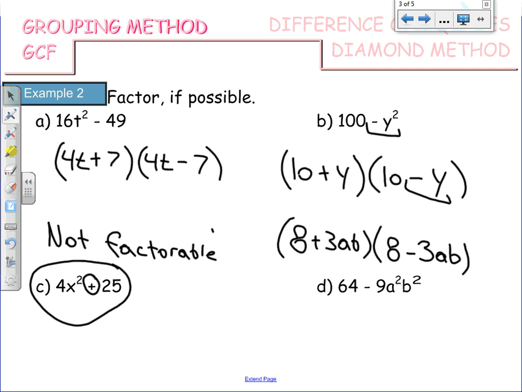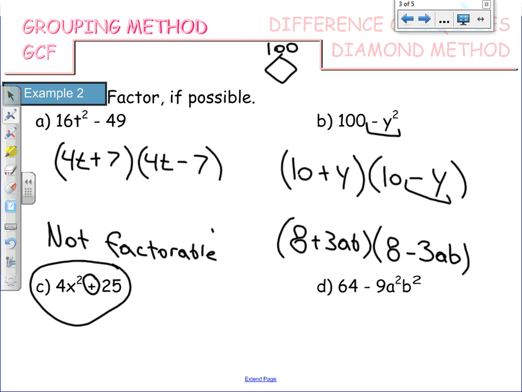Taylor? Same question? Michael? It's not factorable because of that plus sign. So what you need to do here, Michael, if you set up your diamond, what goes on the top of the diamond? 4 times 25, A times C. So 100. Perfect. What goes on the bottom of the diamond?